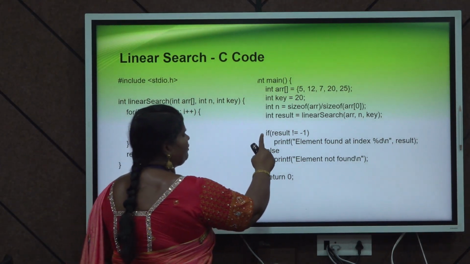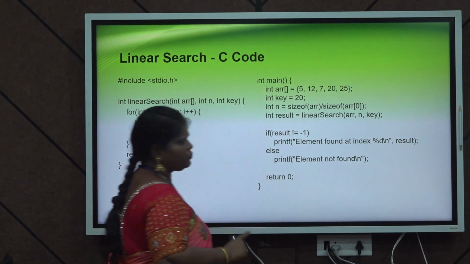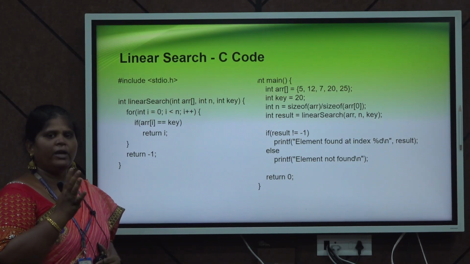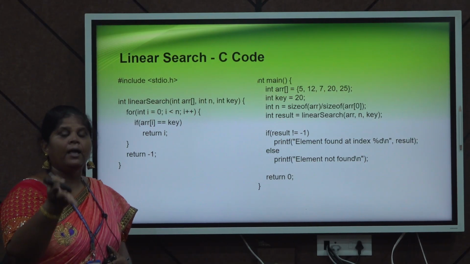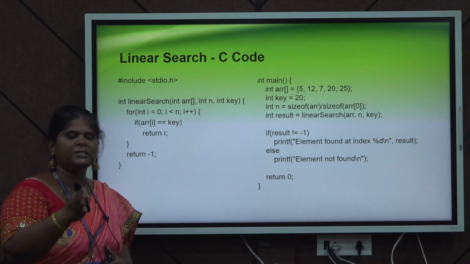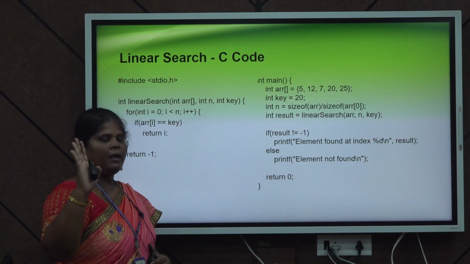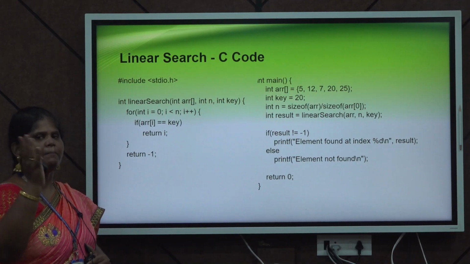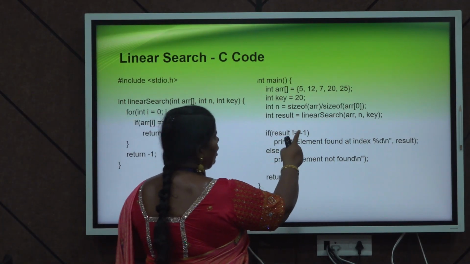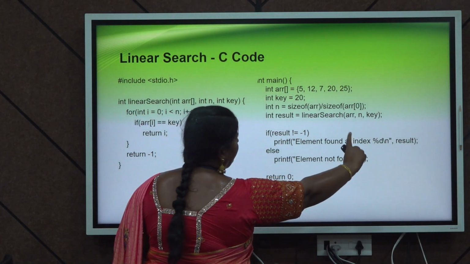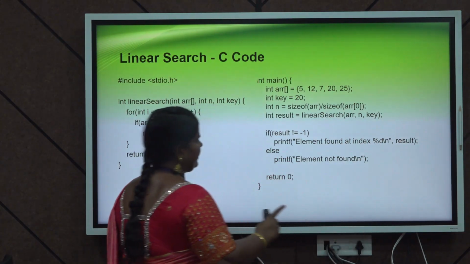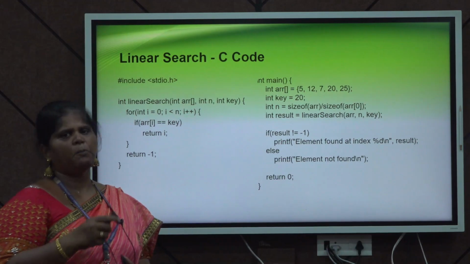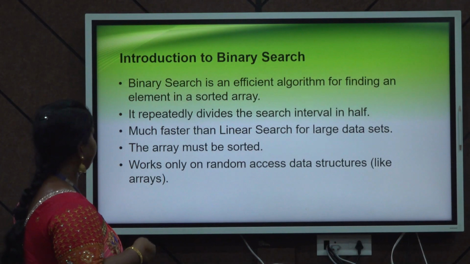So after that we will compare if result not equal to -1. Not equal to -1 means element is found. For example, if you are going to return any index, it must be starting from 0 to any value. If the element is not found, we can send -1 here. So if result not equal to -1, print element at the index, we can display that index, or otherwise element not found message will be displayed. This is about the linear search algorithm.